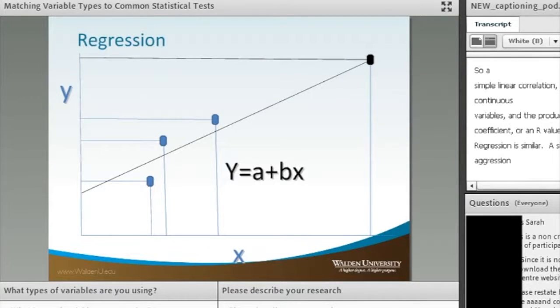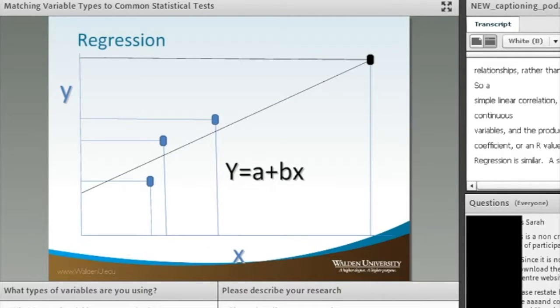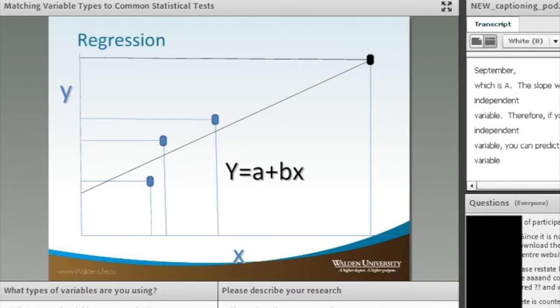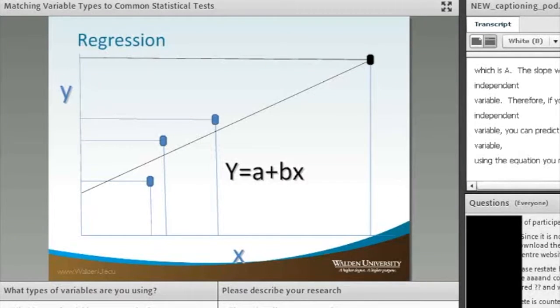In addition to the R value, it produces a line of best fit represented by the dependent variable, which is Y, an intercept, which is A, the slope, which is B, and then the independent variable. Therefore, if you know the independent variable, you can predict the dependent variable using the equation you may have heard of, Y equals A plus BX.